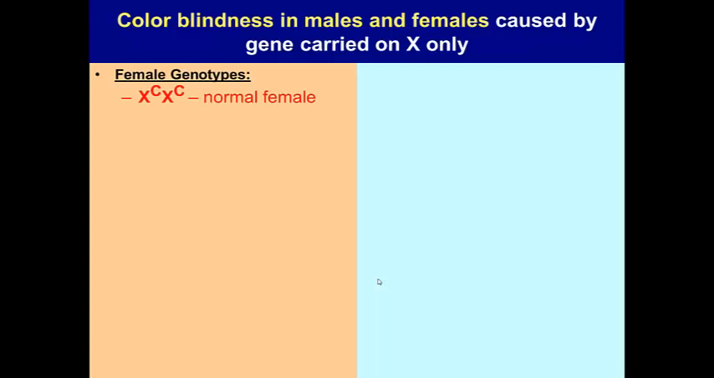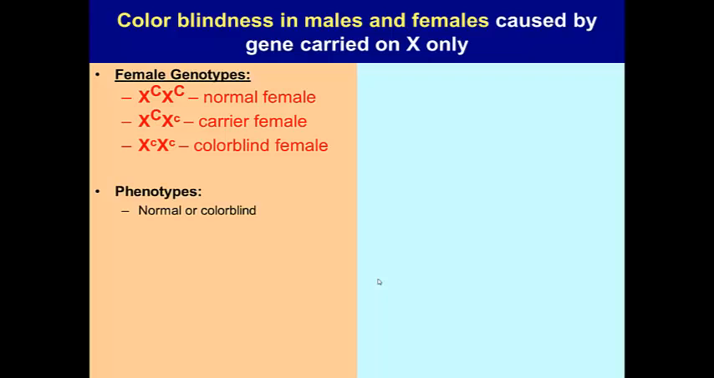Female genotypes. X with a big C is normal, where C is the color blindness gene. So X big C X big C says that you can see color, normal female. Big C, little c means you're a carrier. You're carrying the color blindness gene. Little c little c is a colorblind female. The phenotypes for females are normal or colorblind. Will a carrier be colorblind? No, because it contains a dominant allele.